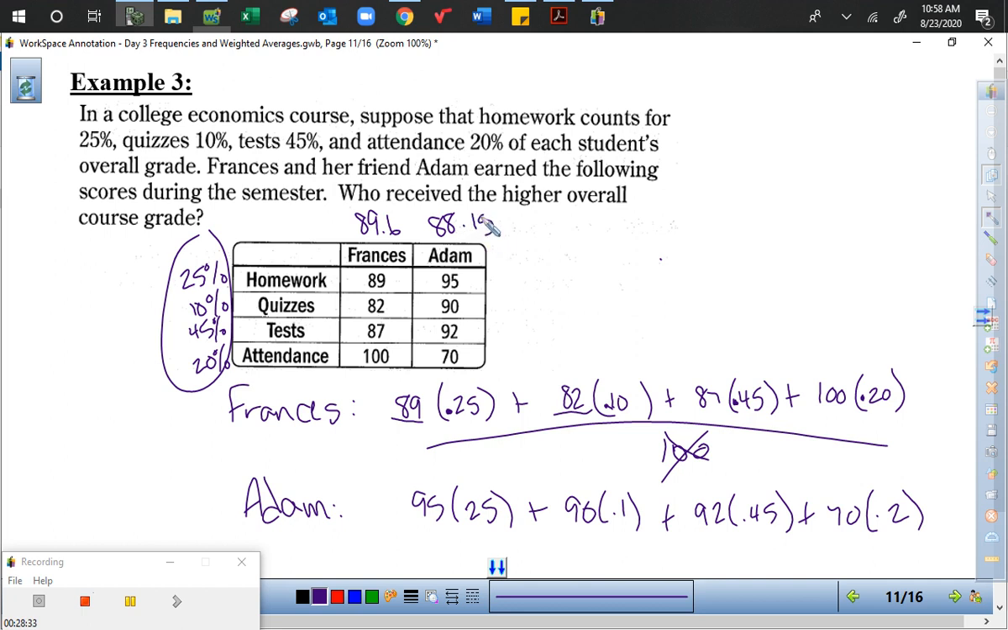Okay, that means that Frances, even though Adam has some higher scores through here, his attendance kind of hurt him at that 20% value. Okay, so Frances won this one. Anytime I'm asking you for these types of problems comparing, you got to show your work to show me each score, and then you can tell me who did better. All right.